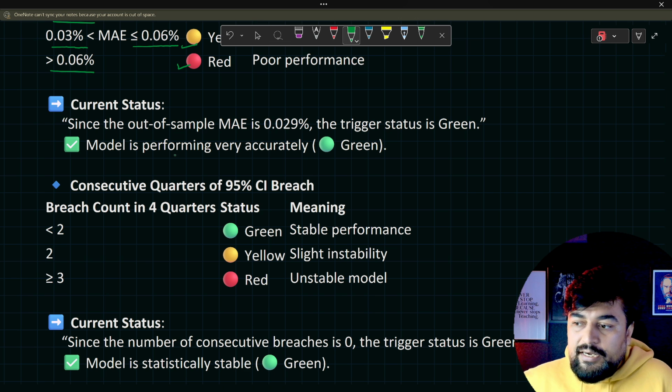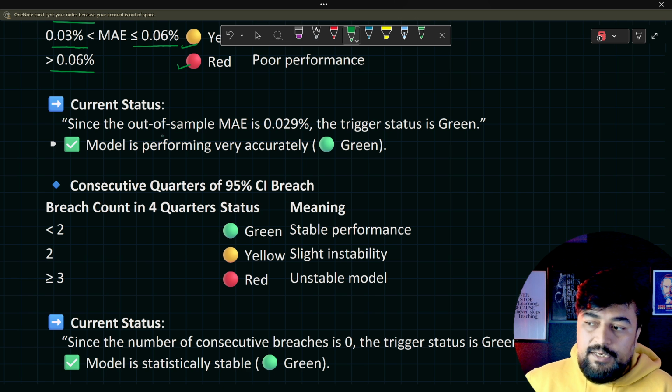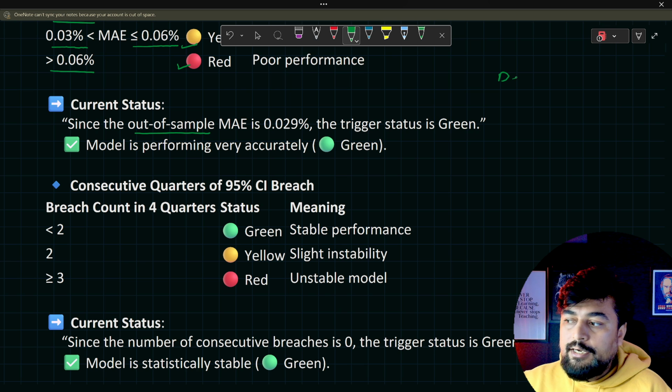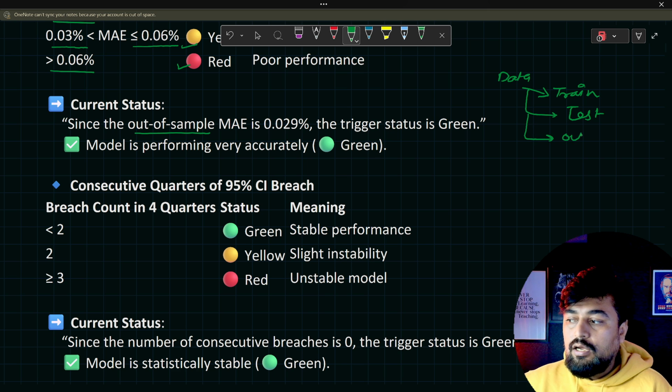Now the current situation, since the out of sample means what? Whenever we prepare data for the model, we create three things. One is your training data, where you are training your model. Second is your test data. Then third is your out of sample data.